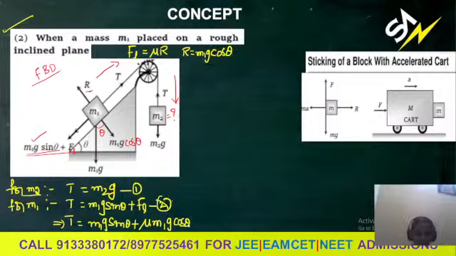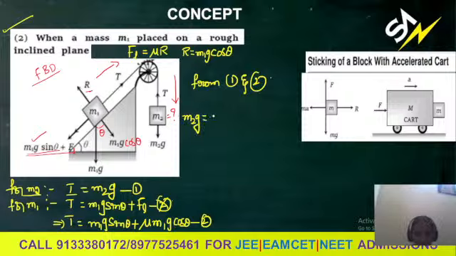So now take this one as equation 2. And now from 1 and 2, consider the equations 1 and 2. Substitute T value as m2g. So m2g is equal to m1g sin theta plus mu m1g cos theta.